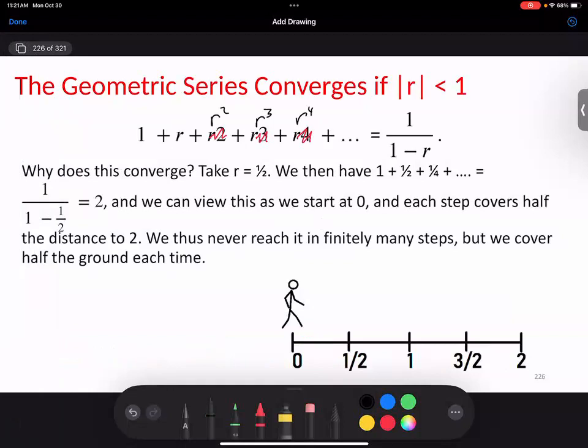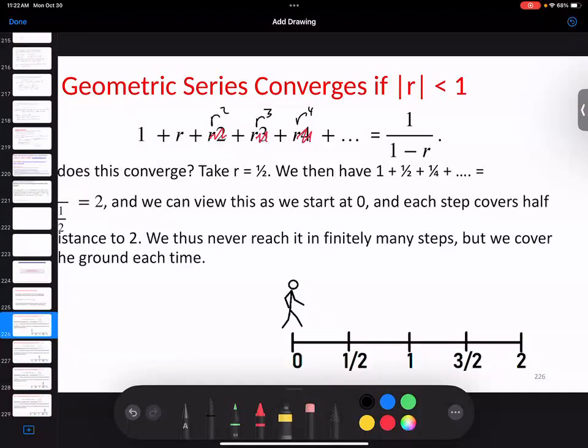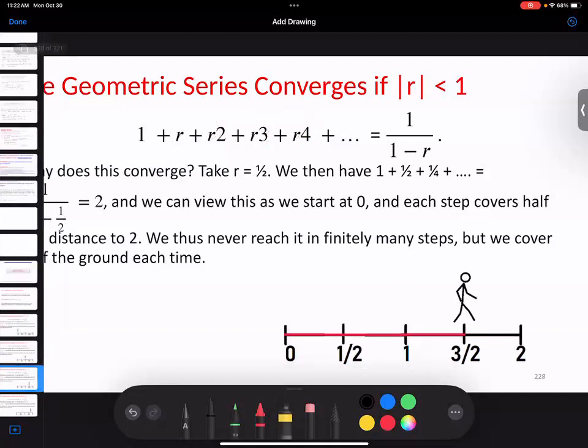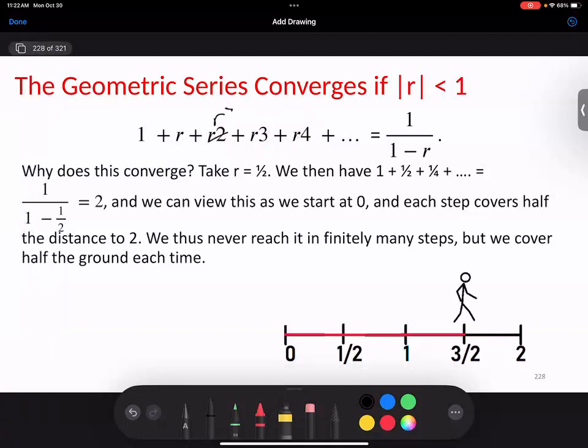So in some cases, you can actually prove some of these results by telling a story. If I take r equals 1/2, here's a simple way to prove that the sum converges. Every time the person takes a step, they're covering half the distance from where they are to 2. So they start at 0, they take a step, and they're now at 1. This will go a little bit slower because I've got to upgrade all of these. They take another step, and they move closer again.